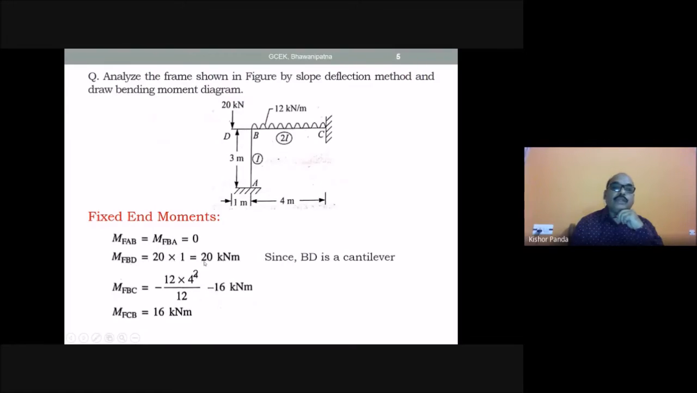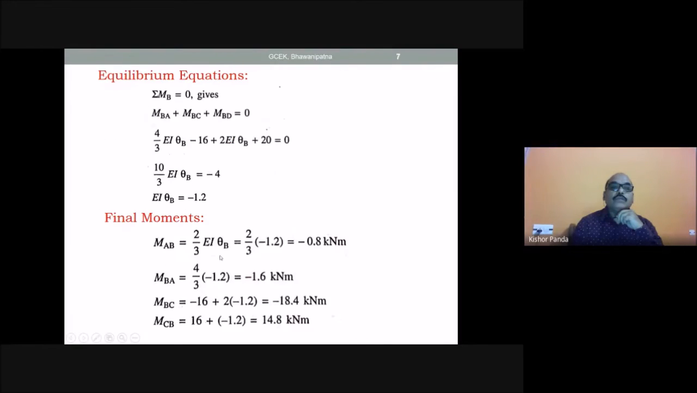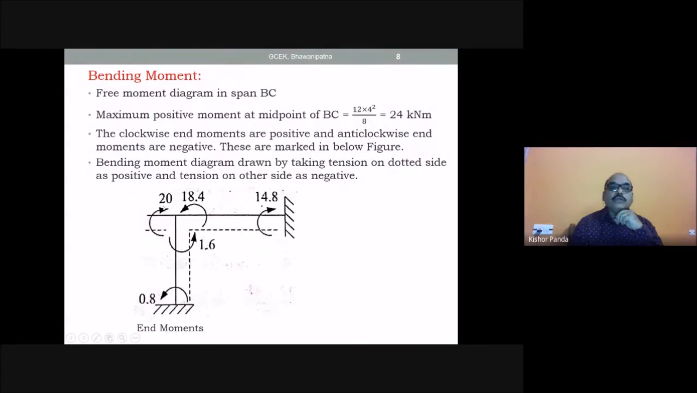MBD is equal to MPD. So this is equal to 20 kilonewton meter, positive. So here you give the direction clockwise, 20 kilonewton meter. And you have to always check at the joint whether the sum of the moments is 0 or not. Here you see these two are anti-clockwise and this is clockwise. The sum of the moments is 0: 18.4 and 1.6 anti-clockwise, 20, and similarly this is 20 clockwise. So the sum is 0.